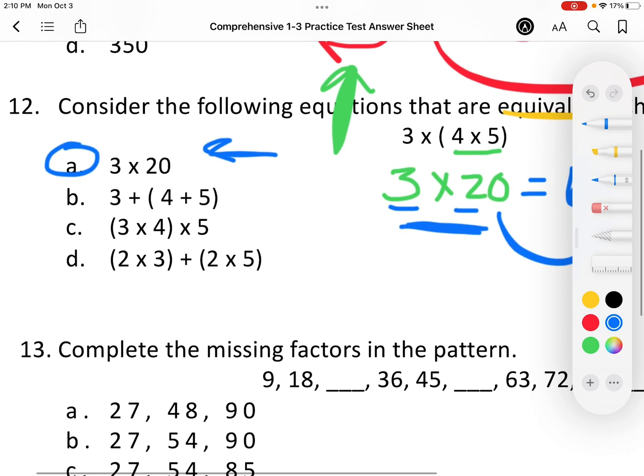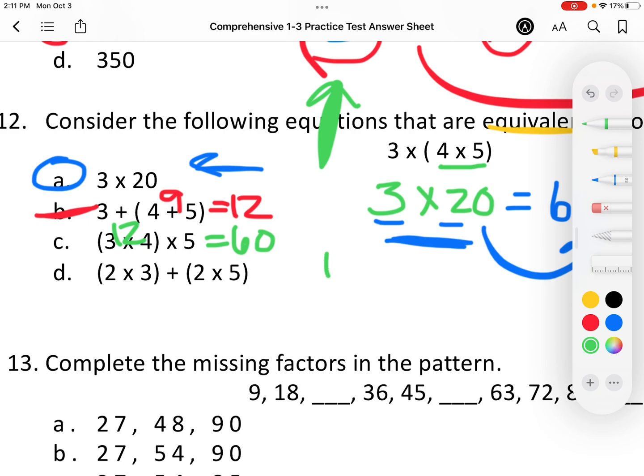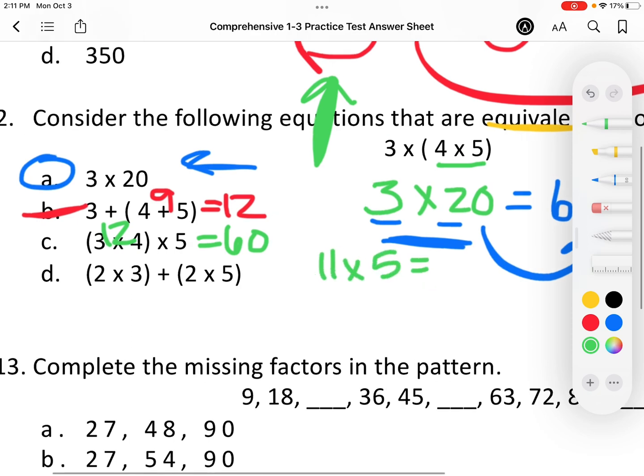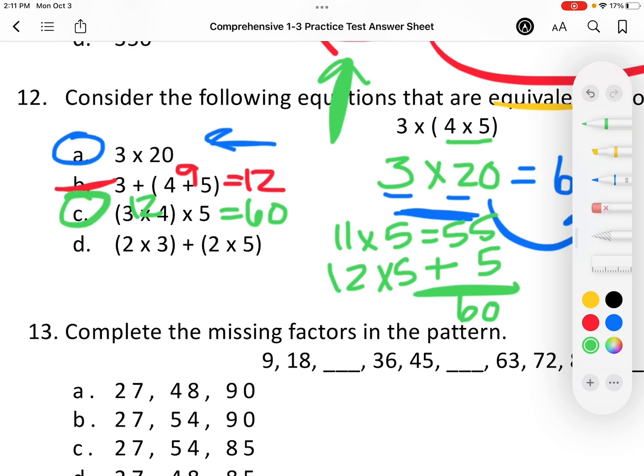If there's a plus sign, we still have to add. 4 plus 5 is 9, plus 3 is 12, which does not match our 60. For option C, 3 times 4 is 12, times 5 is 60. And for students who don't know their 12s already, what we can do is do 11 times 5, because we know that like the double identity. And 11 times 5 is 55, plus another 5 to be 12 times 5. And that equals 60. So that is one of our other matches, and then we want to still solve that last one. 2 times 3 is 6, plus 2 times 5 is 10, and when you put those together, you have 16.